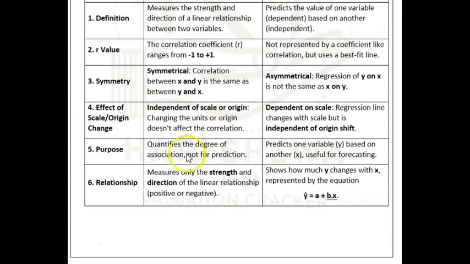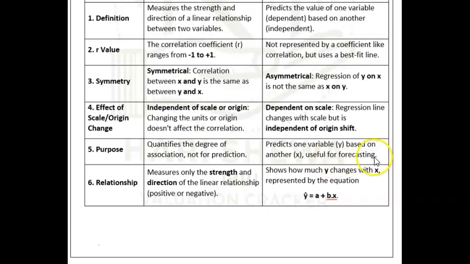Purpose: correlation quantifies the degree of association, not for prediction. In regression, you can predict one variable based on another. If you have past rainfall data, you can predict it.